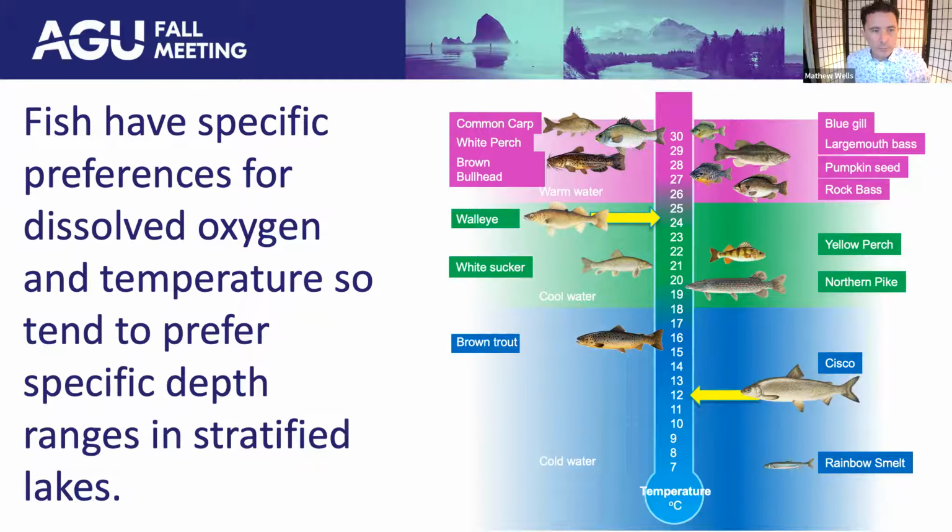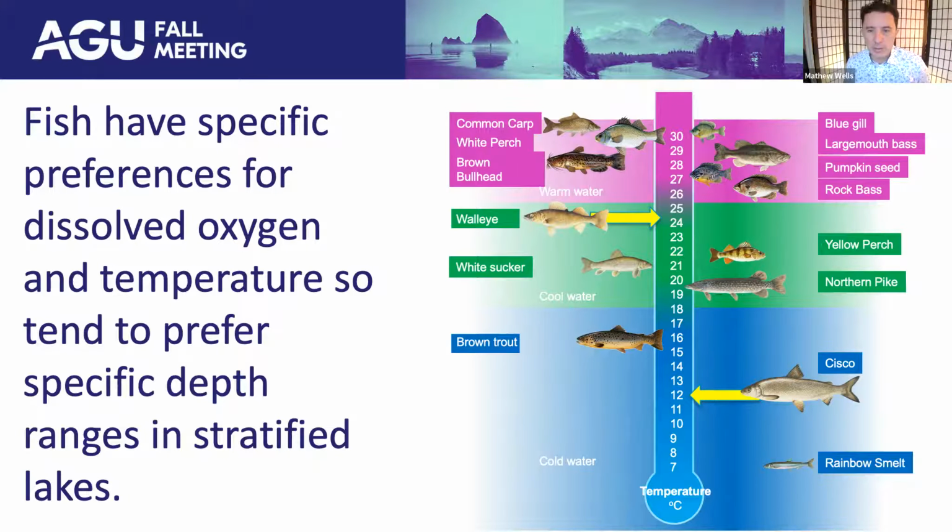So when you look at fish, they have specific preferences for dissolved oxygen and temperature, and so you tend to find them at particular depths in thermally stratified lakes. In temperate lakes, we often classify fish into three categories. Those are the warm water fish, cool water fish, and cold water fish. And on this picture here, I've got some examples of fish we typically find in the Laurentian Great Lakes.